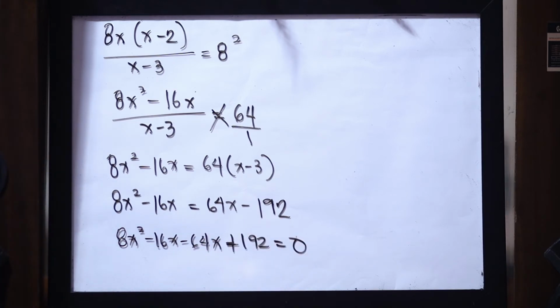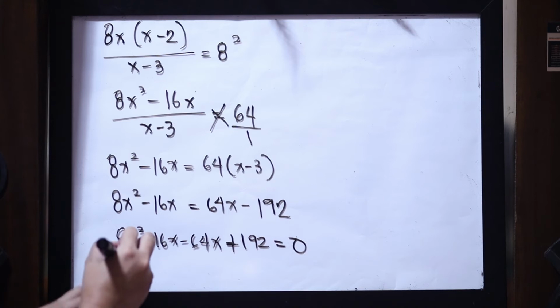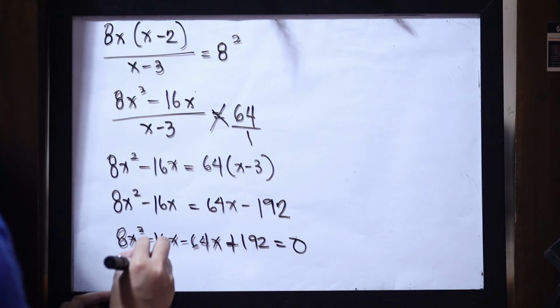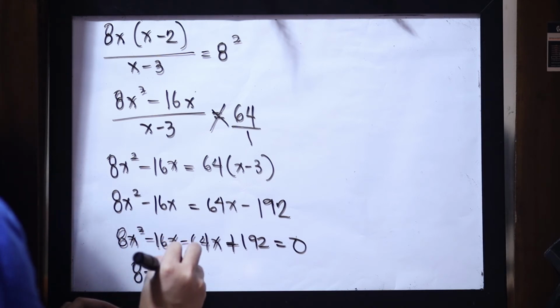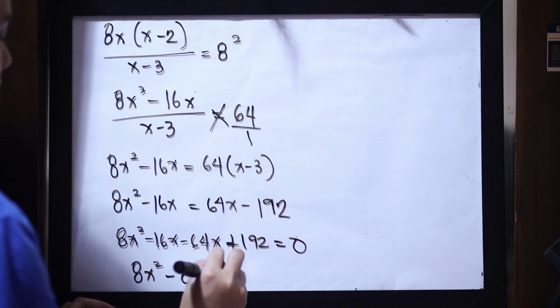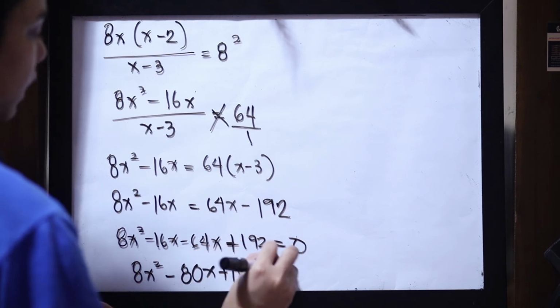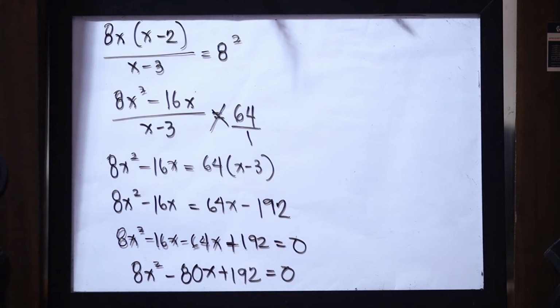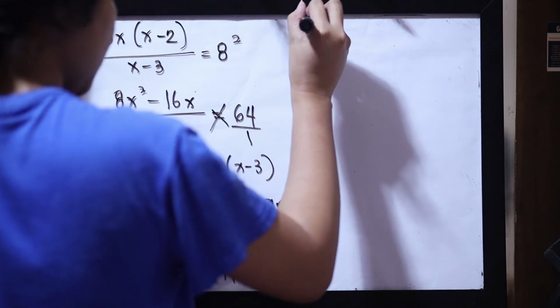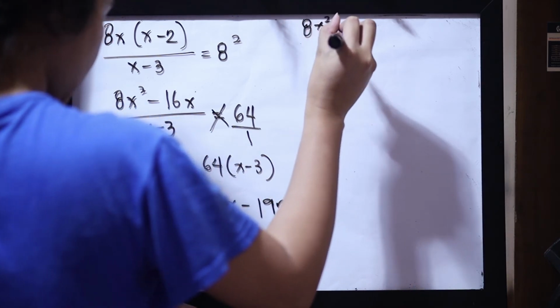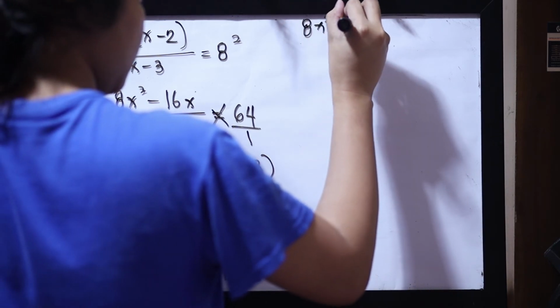Then, we simplify. Negative 16 minus 64, the answer is negative 80. 8x squared minus 80x plus 192. Ang laki ng mga numbers. Paliitan natin, tingnan natin. Is 192 divisible by 8? Ay, divisible by 8. O, we divide the whole equation by 8 para lumiit yung mga numerical values.